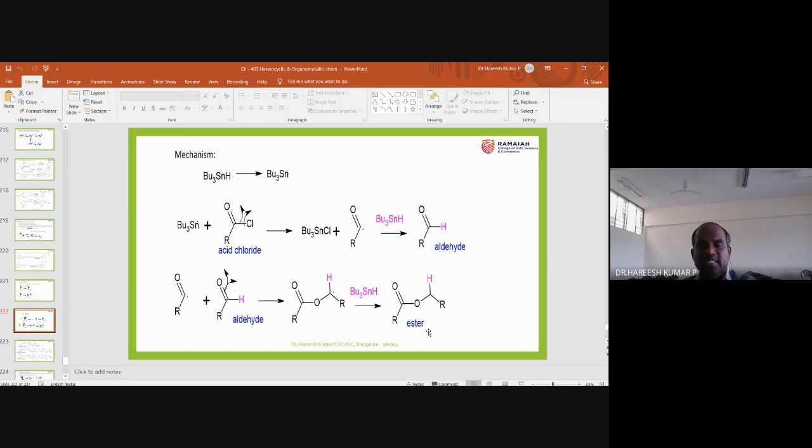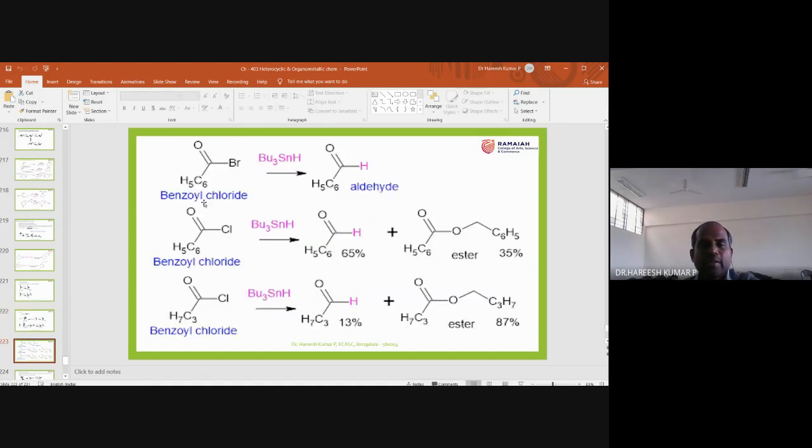We will see what percentage of aldehyde is obtained and what percentage of ester is obtained. So look here, I'm taking benzoyl chloride. CO stands for benzoyl, benzoyl chloride. So when it is treated with tributyl tin hydride, the chloride is replaced with hydrogen. How is it replaced? This undergoes homolytic cleavage forming a benzoyl radical. That benzoyl radical reacts with the hydrogen radical forming benzaldehyde.